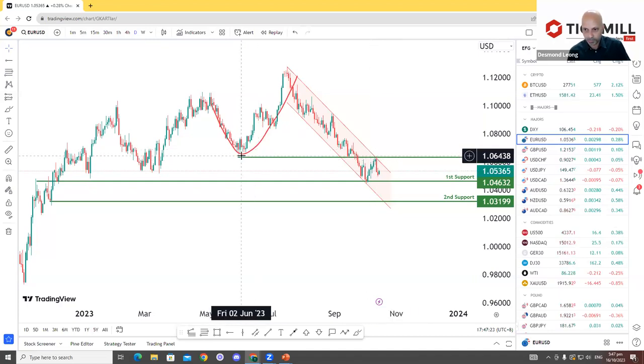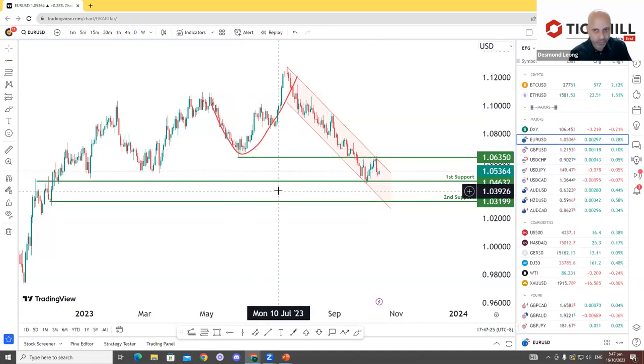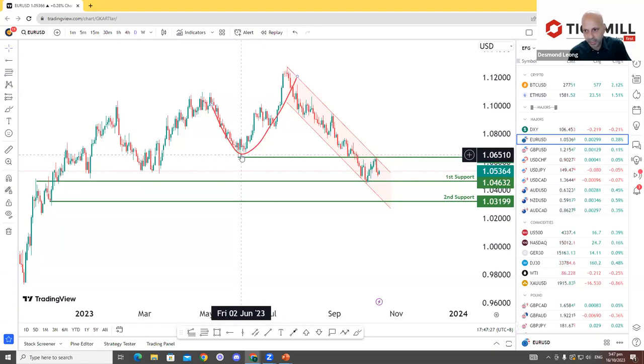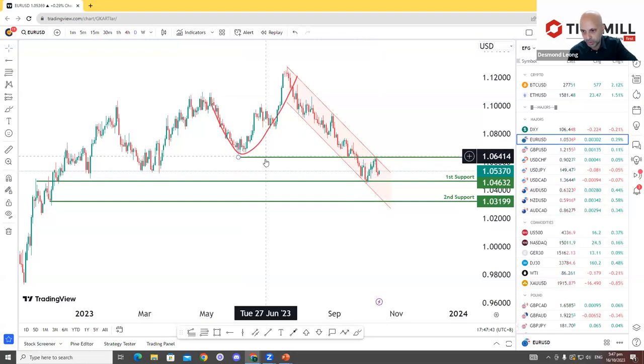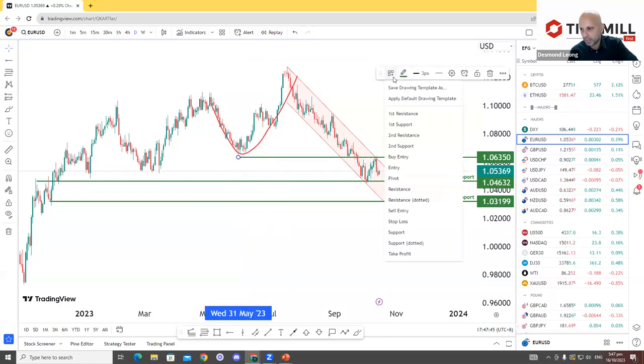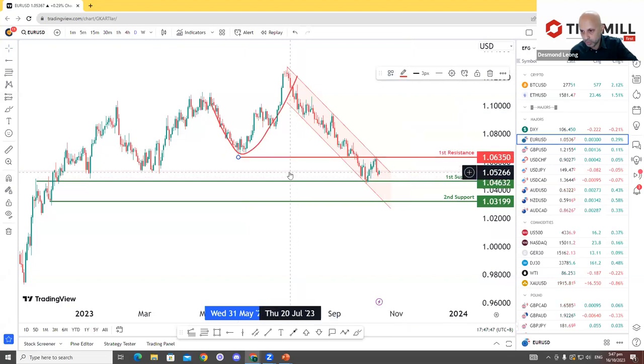You can see how this level at 1.0635 originally functioned as a pullback support here, swing low support here at the start of June, and then offered a little bit of support as well in mid-September before price finally gave way. And then it functioned as an overlap resistance level on 12th of October. So that's how we've identified the first resistance level for the euro.